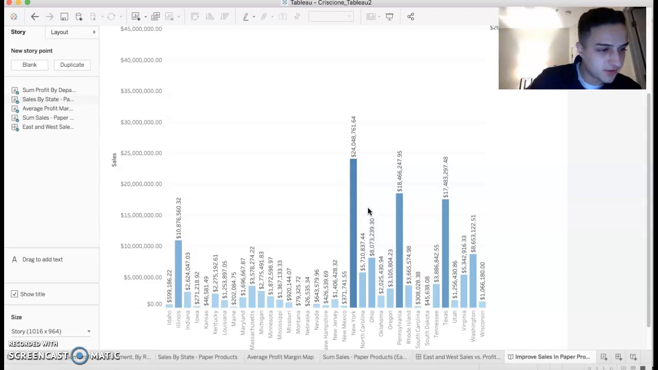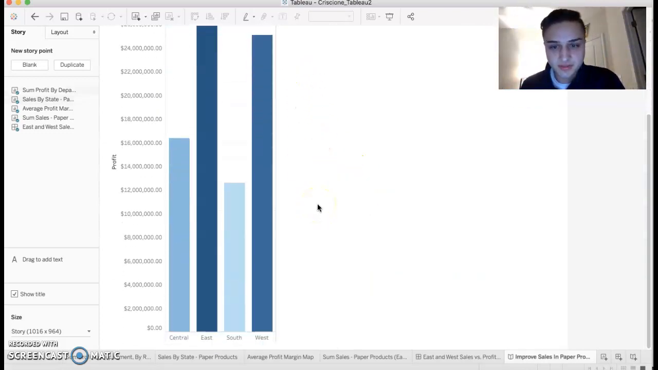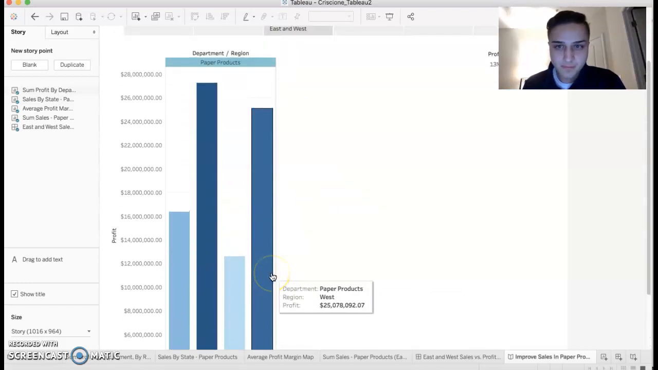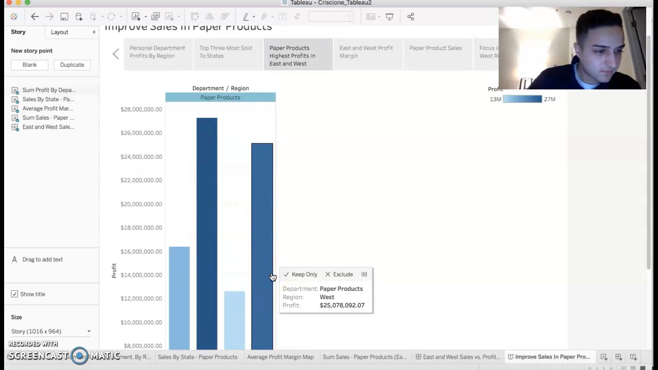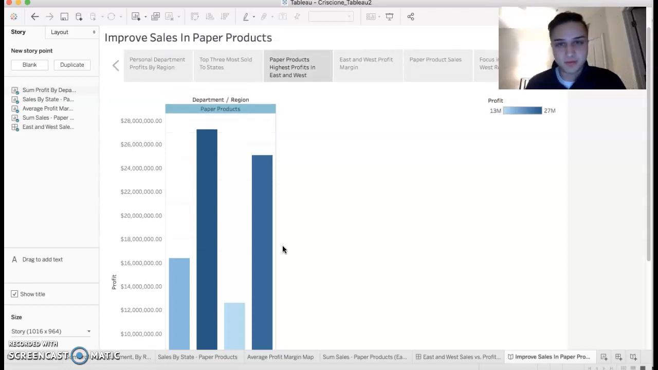So my next slide showed a map of average profit margin of the whole country, but I only kept the East and West regions. Here, that's East and West regions. This was to show the high profit margin in both of these regions. I also showed the map which showed total profits for the East and West regions to show that these numbers could be higher for the paper products department.